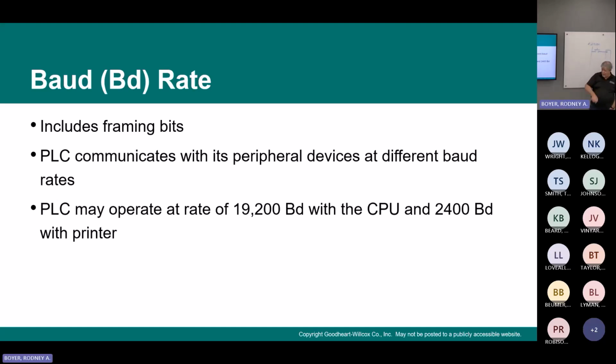A PLC may operate at a rate of 19.2K baud with the CPU, and 2400 baud for the printer. 2400 baud is really slow. 19.2K is slow by today's standards. You can actually get up into the 300,000 plus range with today's technology.